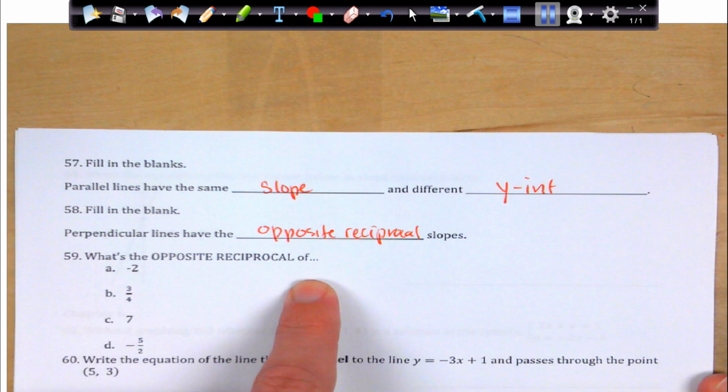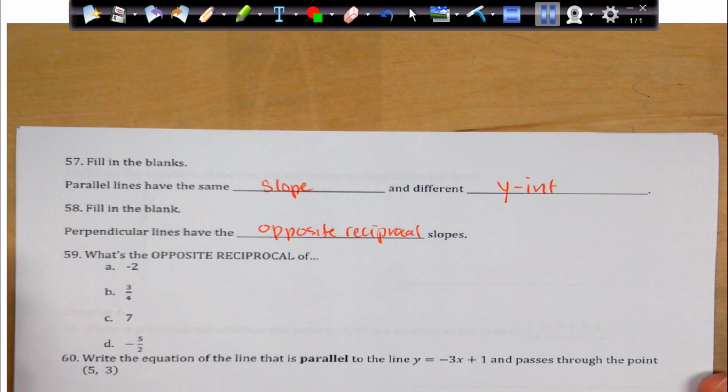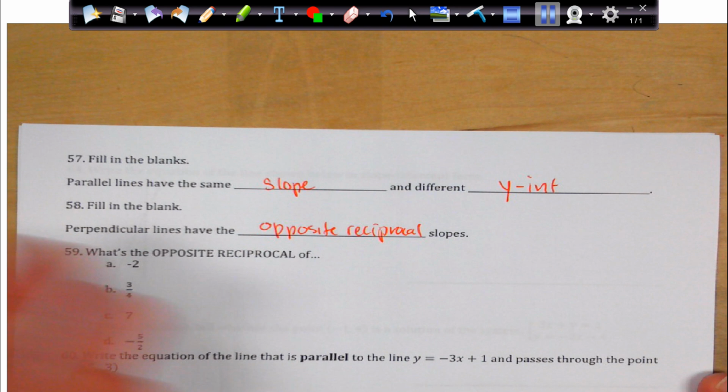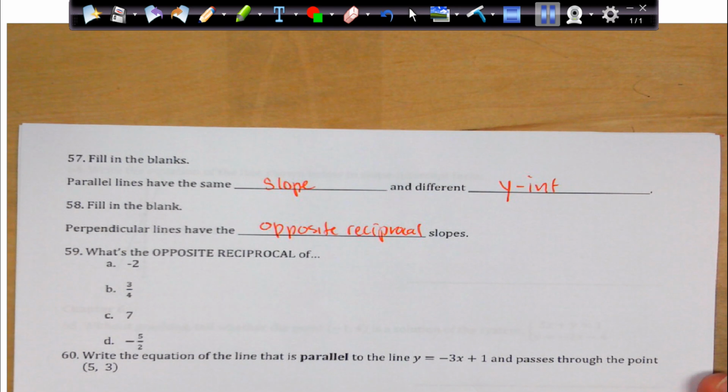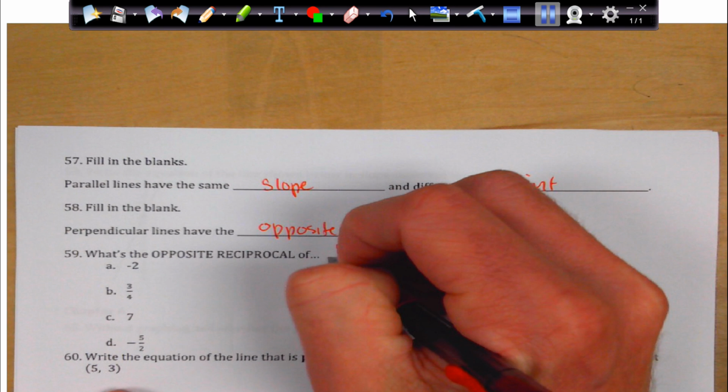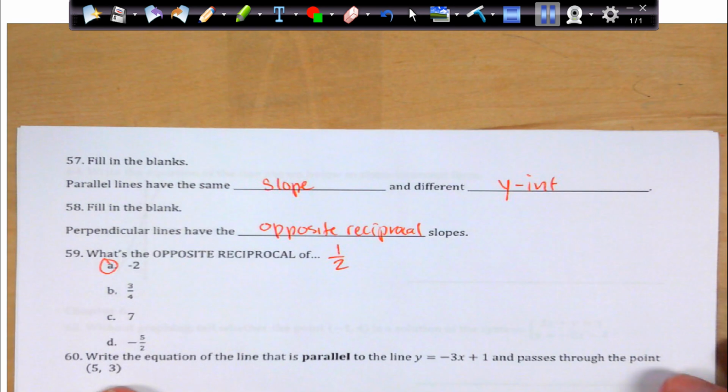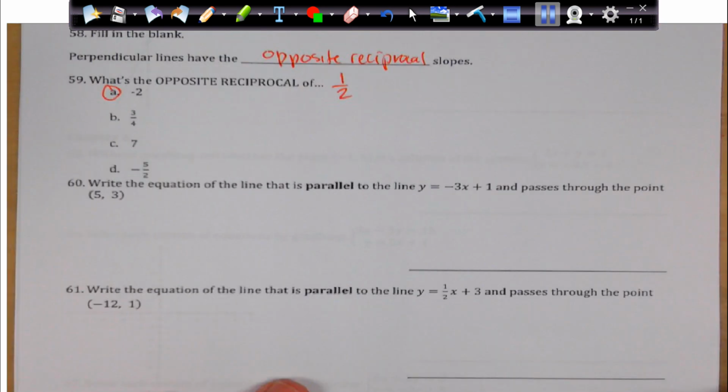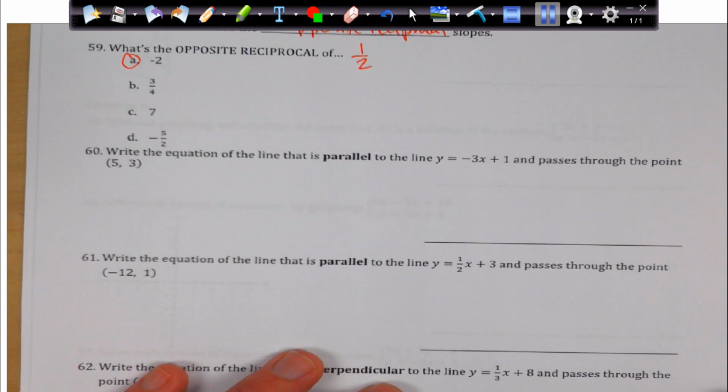What's the opposite reciprocal of? I'm assuming there was supposed to be something there and I don't see it, so that's kind of a weird one. So let's just do 1/2, and then it would be negative 2. That was weird. Alright, write the equation of a line that is parallel to and passes through a point.